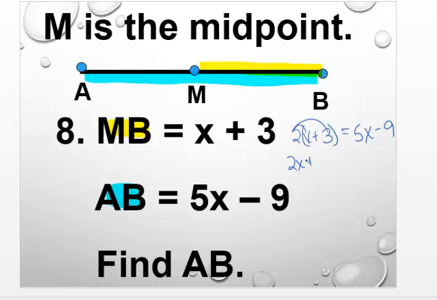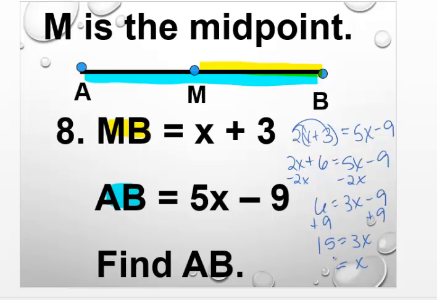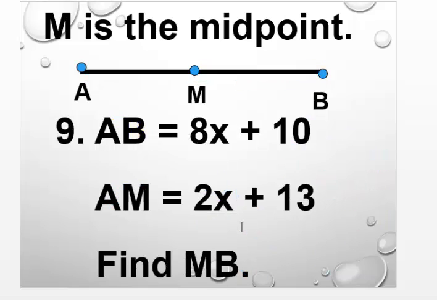This gives me 2x plus 6 equals 5x minus 9. When I subtract 2x from both sides, I end up getting 6 equals 3x minus 9. I'll add 9 to both sides, which gives me 15. And then I'll divide by 3, which gives me x is 5. I will take that and plug that back in for my 5 here. This gives me 25 minus 9. 25 minus 9 is 16. So my answer to AB is 16.